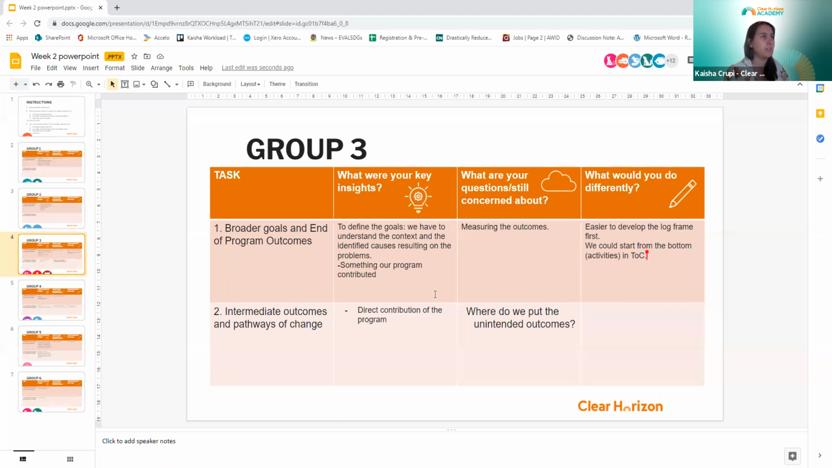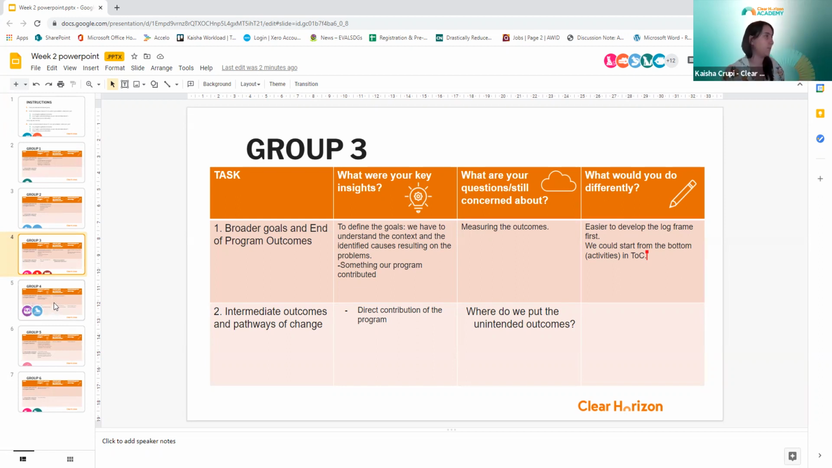And how would you do it differently? So it's easier to develop a log frame first. You would start at the bottom of the theory of change rather than working from the top down. Leanne, did you want to mention anything or refer to anything in terms of developing a log frame first? No, I think I'll get to the activities. We can talk about that. Excellent. Okay, and we'll talk about unintended outcomes as well at the end.